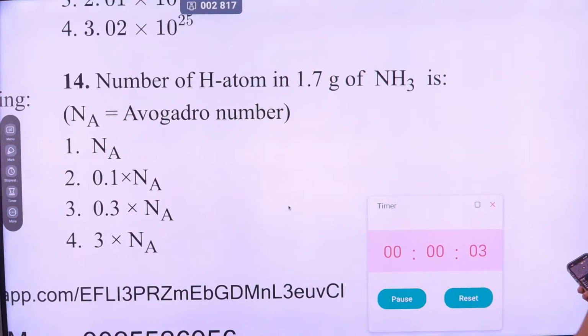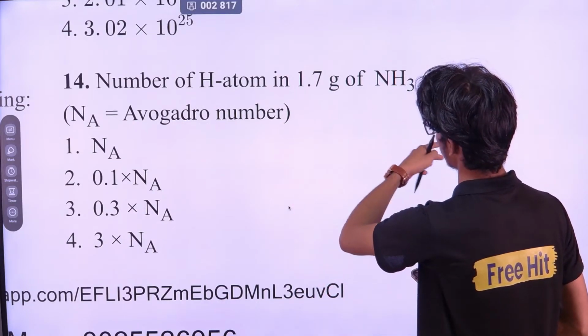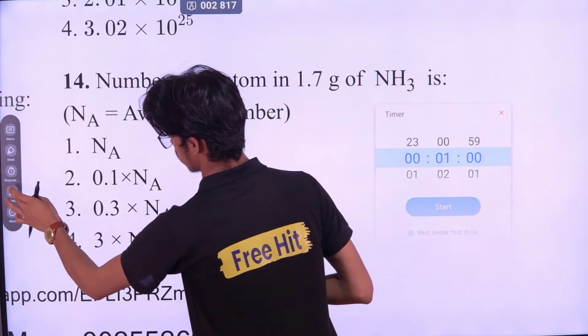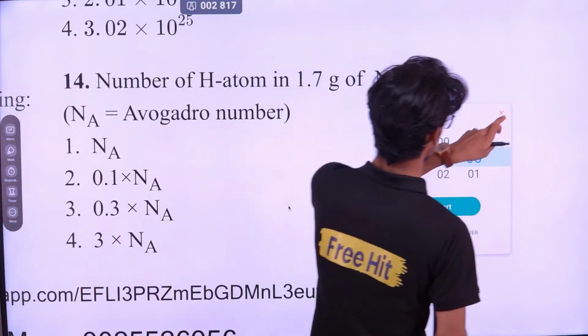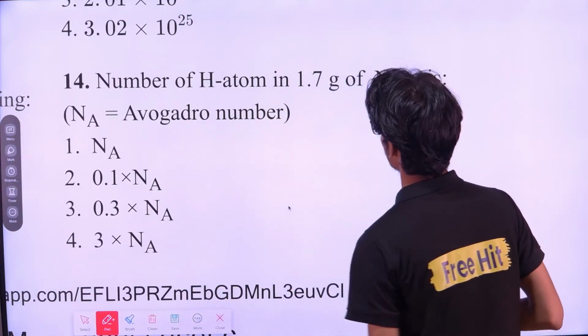Okay, number of hydrogen atoms in 1.7 gram of ammonia. So 1.7 gram of ammonia.